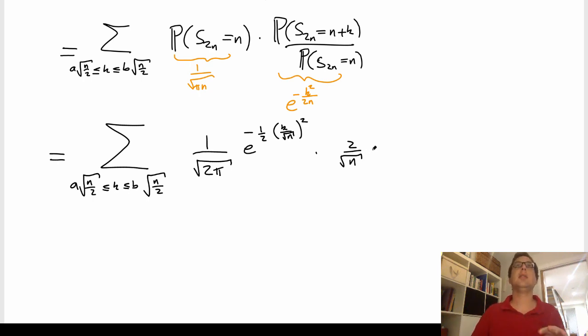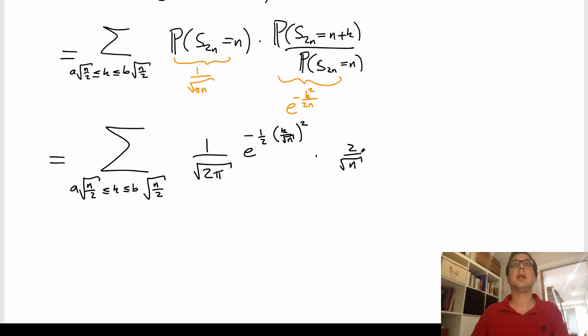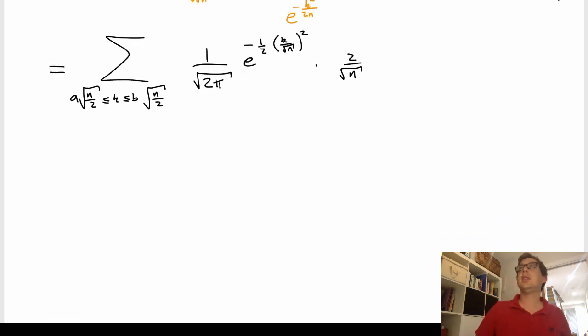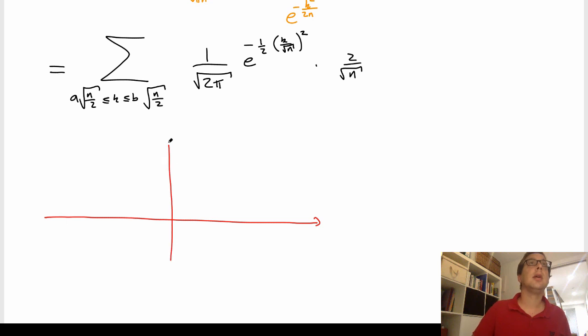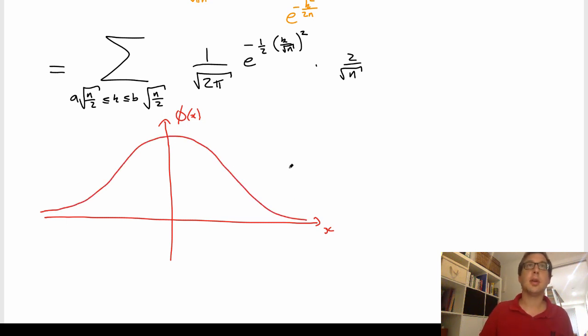Now let's look a little bit at what this expression is really saying. In some sense, what we're doing here is looking at that phi function. So if I do x here and I did phi of x, where phi of x is the probability density function of a normal distribution, remember that's e to the minus a half x squared divided by square root of 2 pi.